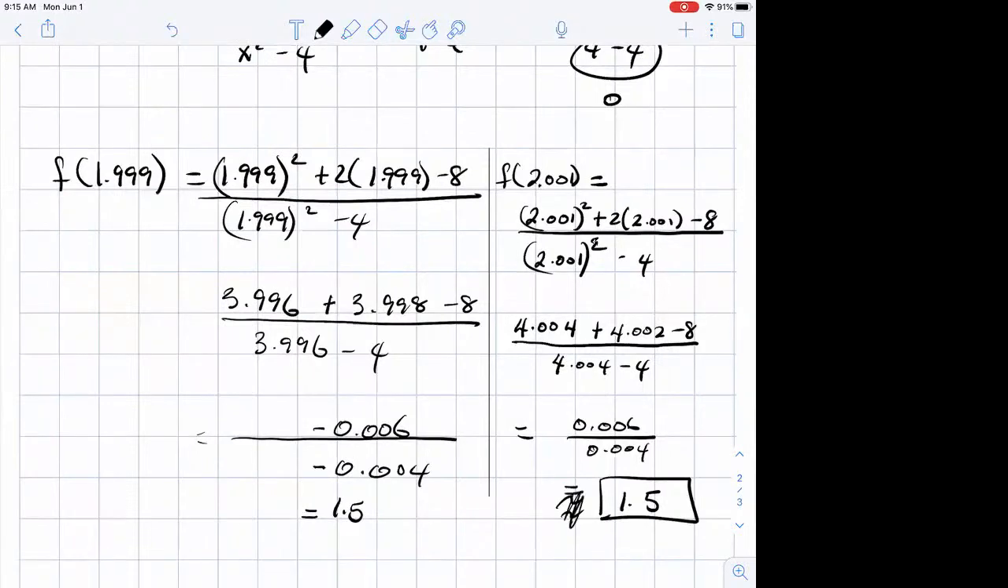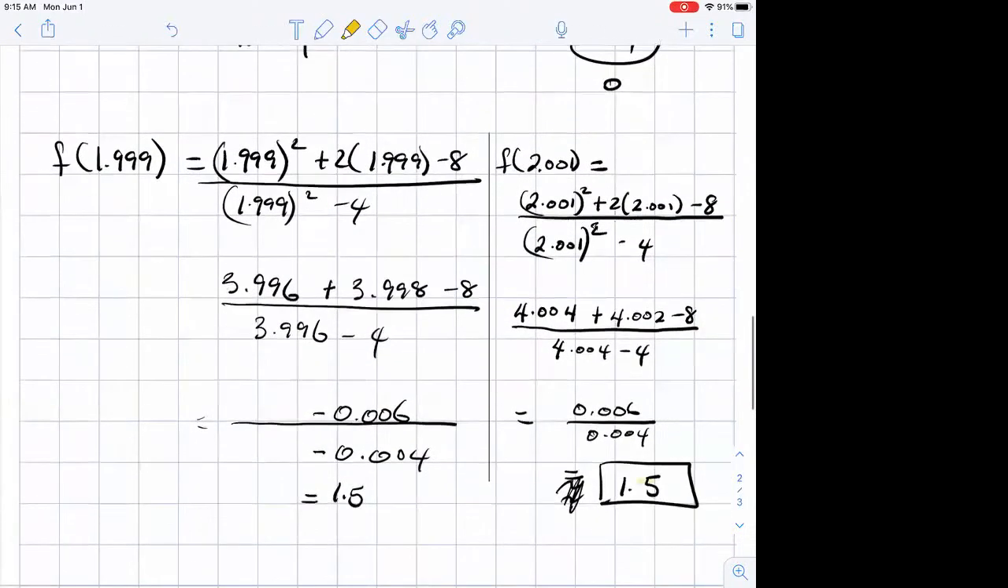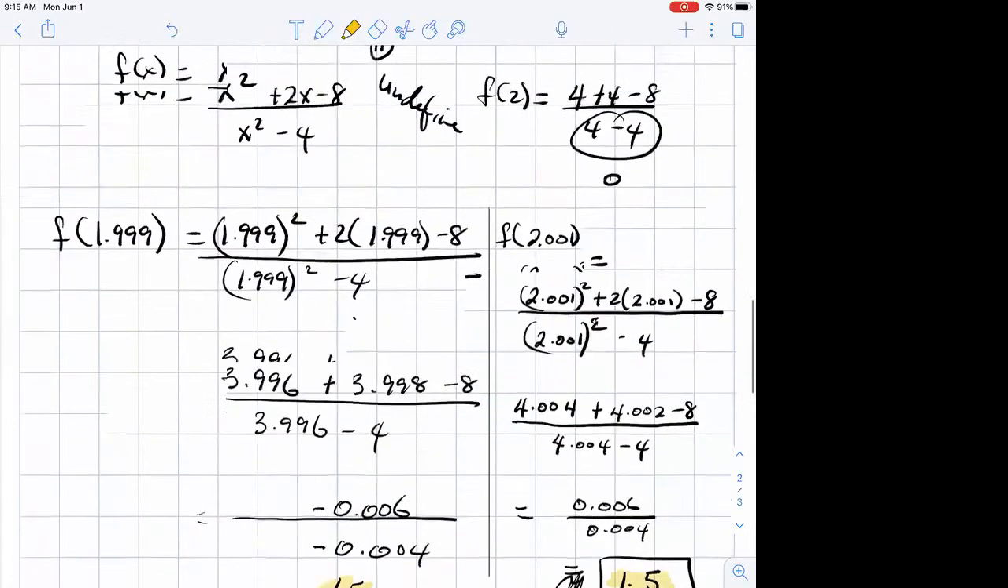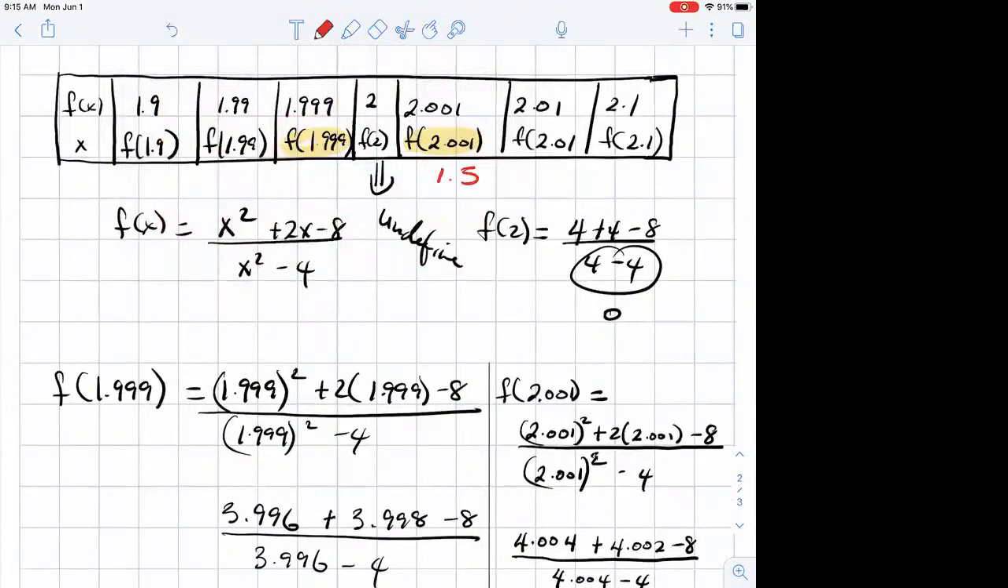So if this value here became 1.5, and this value is 1.5, therefore on the table, this is 1.5. This side here is 1.5. Because this is very, very close or the same, then the limit is 1.5. If those values are off, then the limit is not that value. So that's the algebraic calculation. Okay. Any questions?